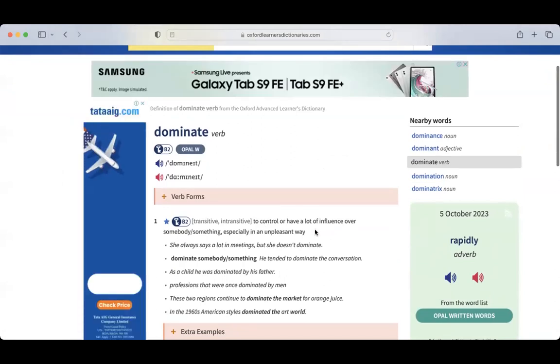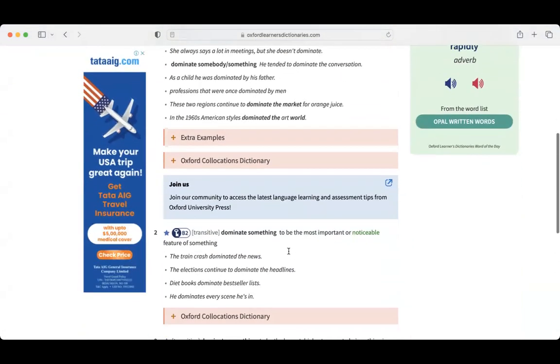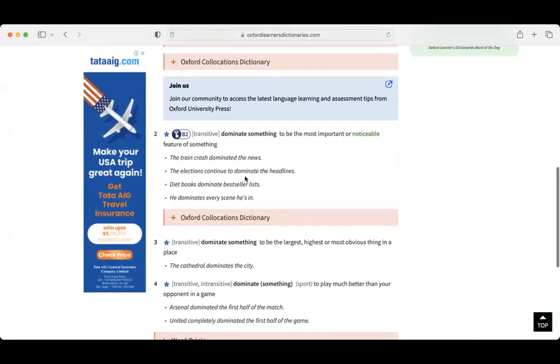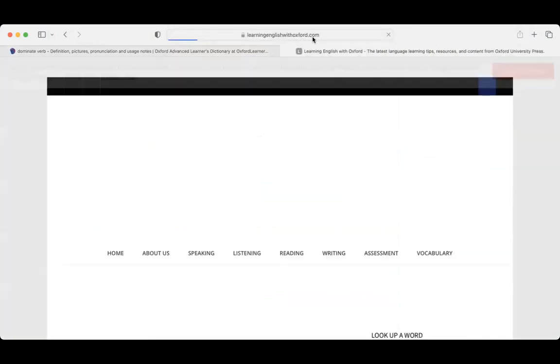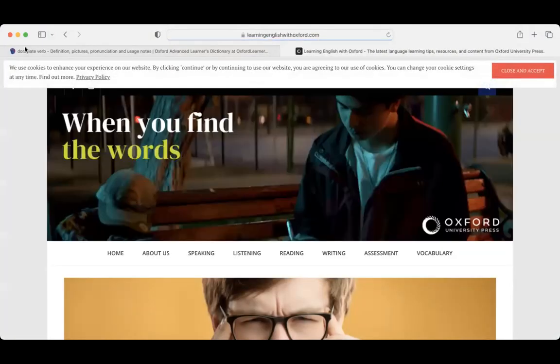To control or have an influence, that's the meaning you all said. To be the most important or noticeable feature of something. So that's the second part. That's the second meaning. Here it was the second meaning.